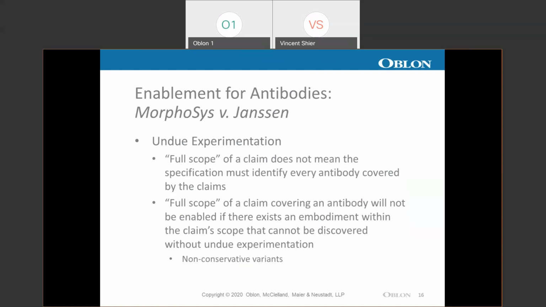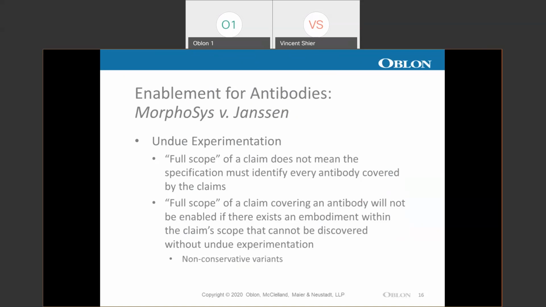Wasn't Janssen's antibody itself a non-conservative variant of the exemplary embodiments or antibodies of Morphosis' patent? Yes, Janssen's daratumumab antibody was itself a non-conservative variant of the example antibodies of Morphosis' patent. That fact may have been a contributing factor and may become a factor or presumption for judging enablement of antibody patents that are claimed functionally. Well, Grace, also didn't the courts hold in Angstadt that the presence of inoperative embodiments within the scope of the claim does not necessarily render a claim non-enabled?